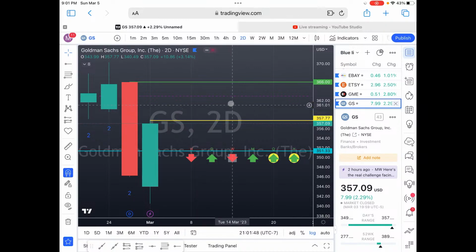357.77 is our trigger. 366 is our target. Now, here's one that I'll show you guys again how I would do this. I'm lining it up for a call. I don't care about the contracts. You take what you can. Don't full port. Here's the thing, guys. I'm going to go through this real quick. Do not full port on a trade, okay?